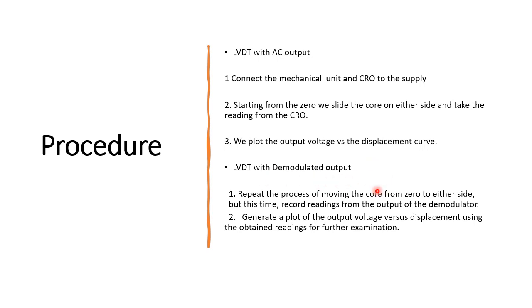After taking the readings, we plot the output voltage versus displacement curve, and we follow a similar procedure with the demodulated output. We repeat the same process, moving the core on either side of zero, taking readings, and again plotting output voltage versus displacement, and we can see linearity in the plot.